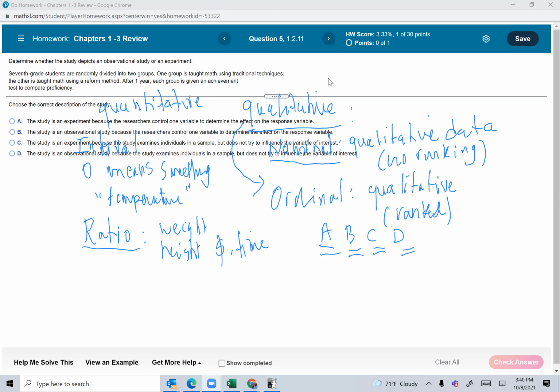An observational study, guys, means you observe and take notes. You don't do any interference and then make conclusions just based on your observation.